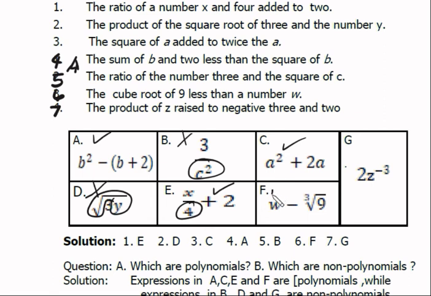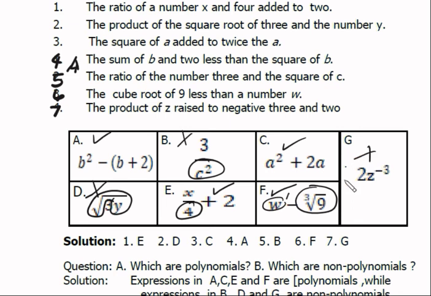For letter F, it is a polynomial. Why? This is the variable with a positive exponent, which is 1. And this one is a constant, although it contains the cube root of 9. It involves 9, cube root of 9, but it's a constant, so it is considered a polynomial.